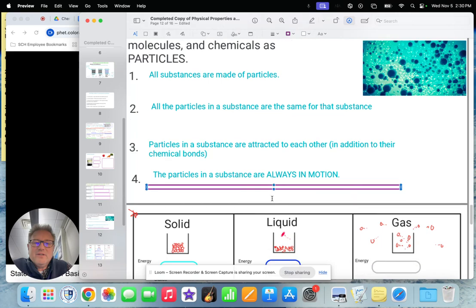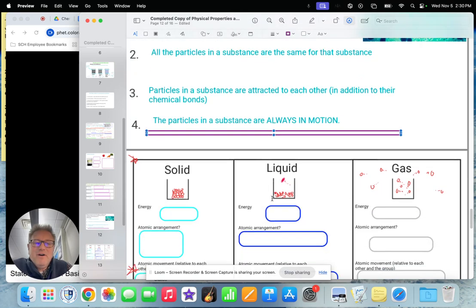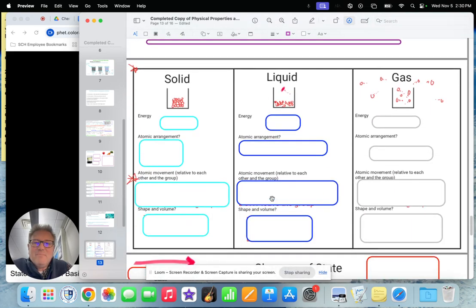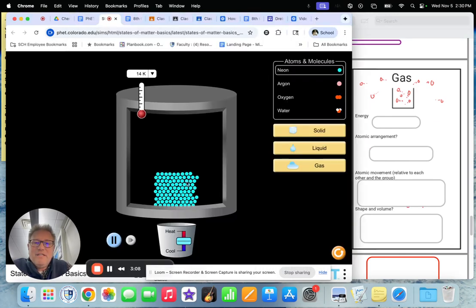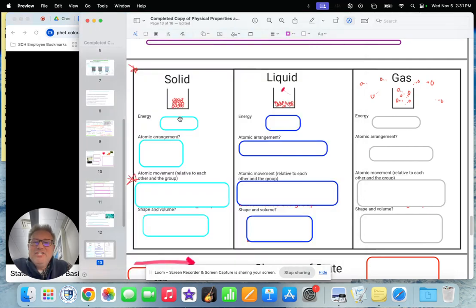With those ideas, we're going to look at and think about all the different states of matter. This is a pretty important note page, and we're going to start with a solid. Imagine we have a solid, maybe it's ice, and the particles are in there. In general, the energy of the particles in a solid is pretty low. And because the energy is low, those particles are packed together pretty tightly.